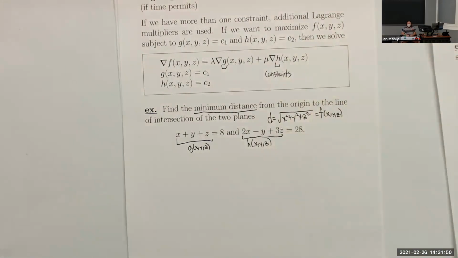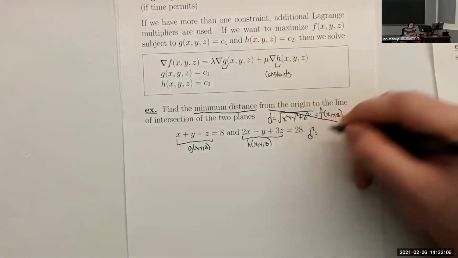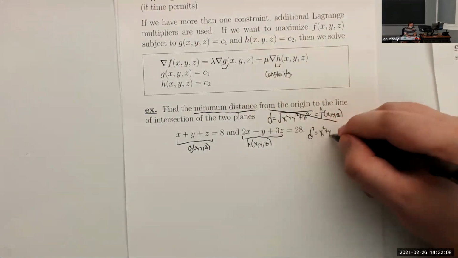Or it would be if we didn't know this really convenient trick to do when we are dealing with distances. So if you ever want to maximize or minimize a distance, don't actually use the real distance, use the distance squared instead. So we're not going to do this. We're really going to try to minimize the distance squared.